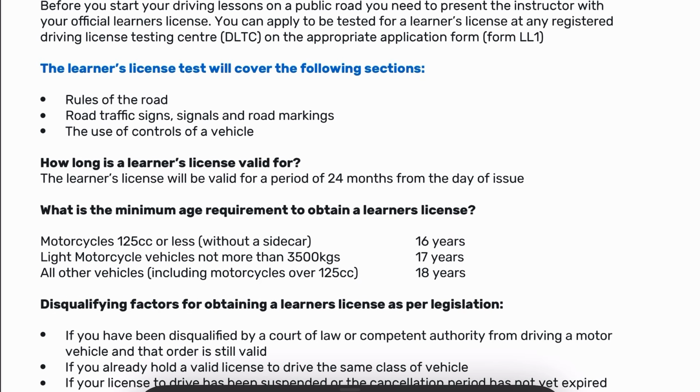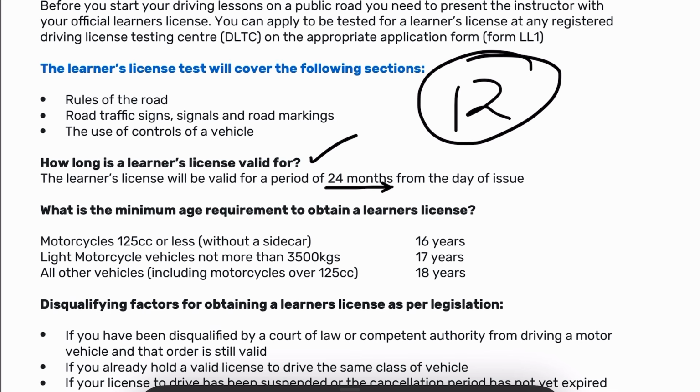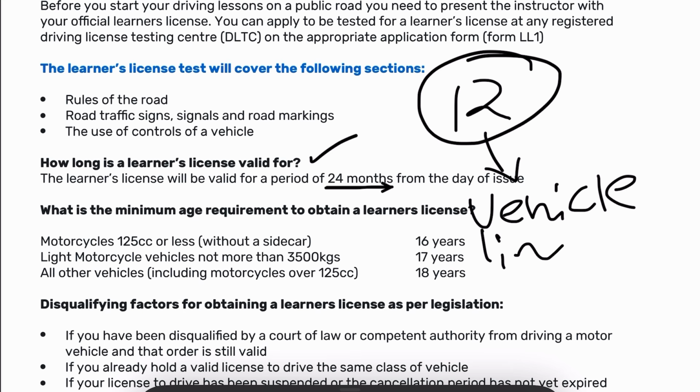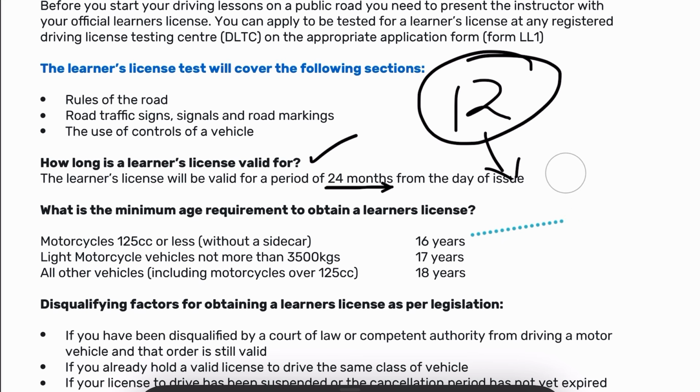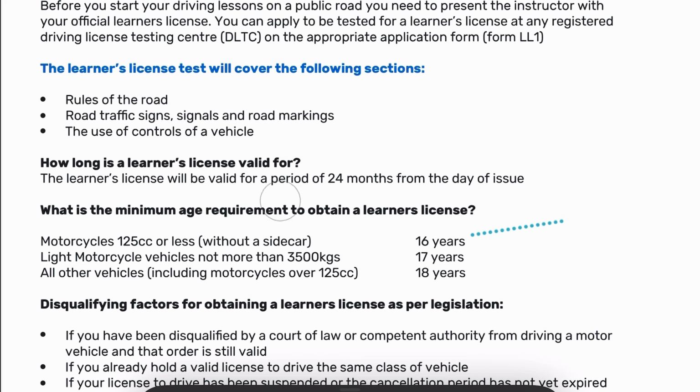How long is a learner's license valid for? The learner's license is valid for a period of 24 months. I always say that it's very important not to confuse the 24 months with the 12 months. The 12 months is for your vehicle license. Okay? Vehicle license is 12 months, and then the learner's license is 24 months.